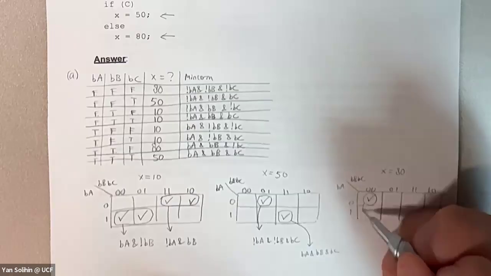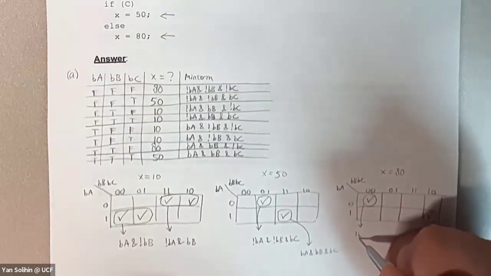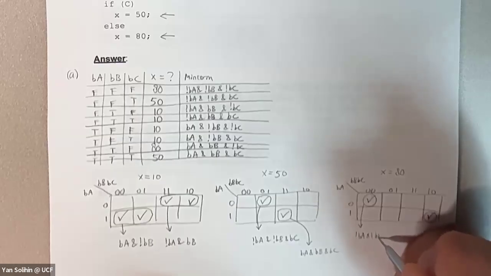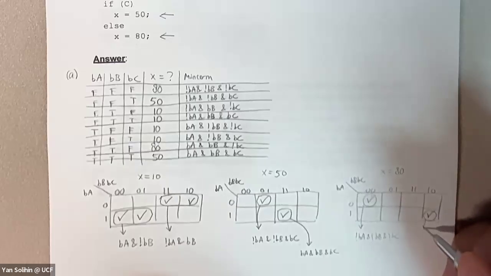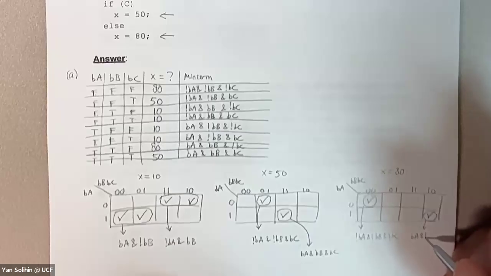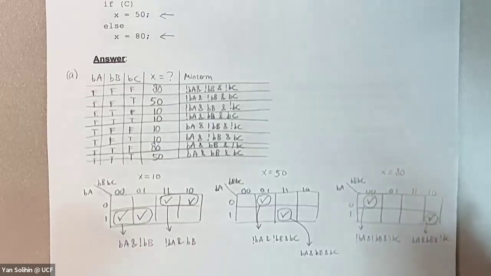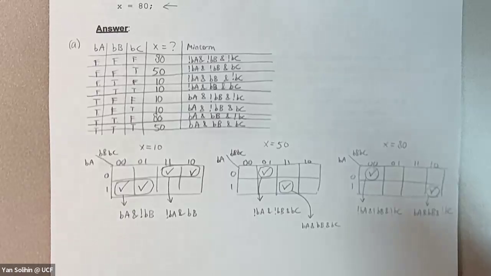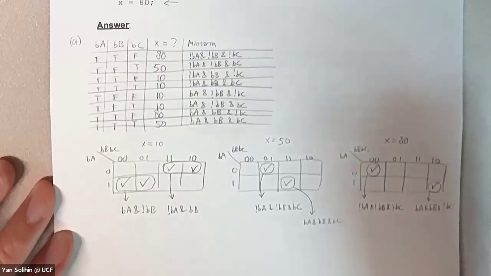These are the two rectangles. Here 0, 0, 0, so it's not BA, not BB, not BC. And the last one here will be 1, 1, 0, so it's BA, BB, not BC. All right. So we have derived all the terms, all the rectangles. Now the final expression.